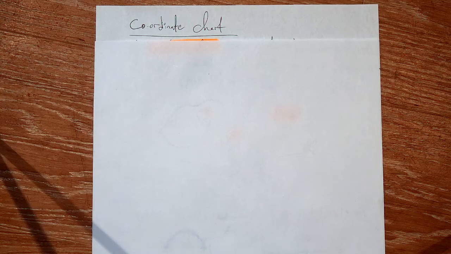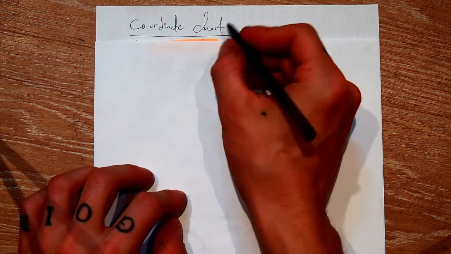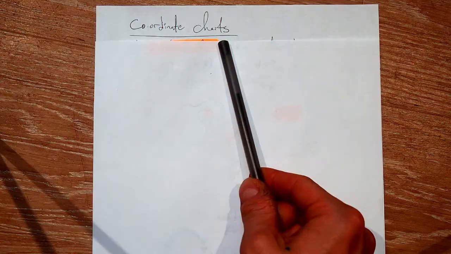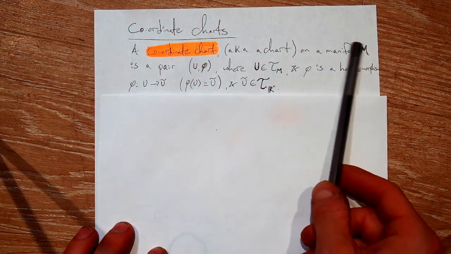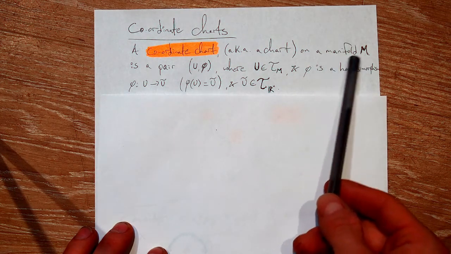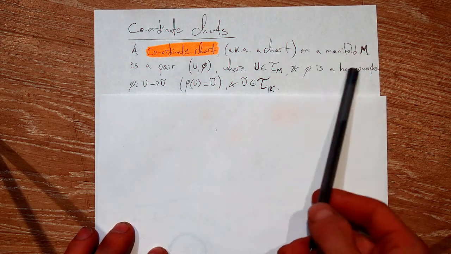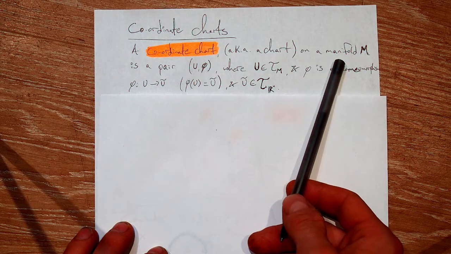Hey everybody, welcome back to this playlist on smooth manifolds, where the second topic of discussion is going to be coordinate charts. A coordinate chart, also known as a chart on a manifold, which is an abbreviation for topological manifold. At this point, that's all we're assuming, the most basic structure that a manifold can have.